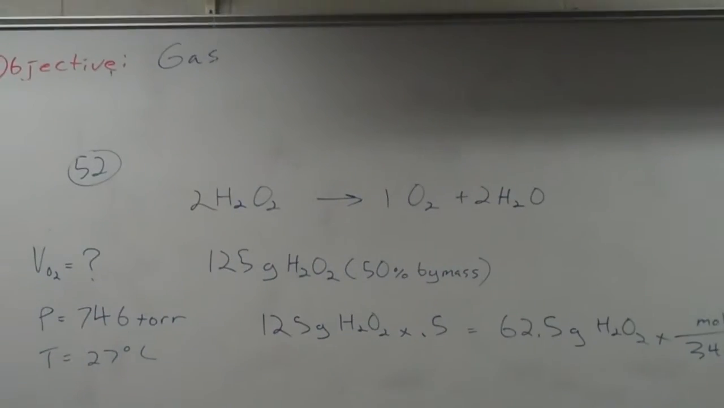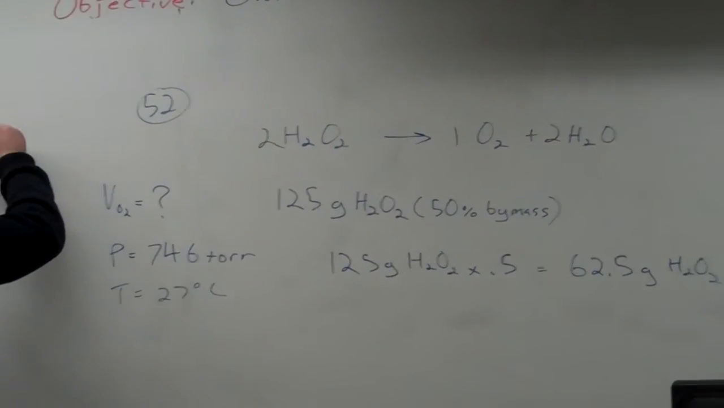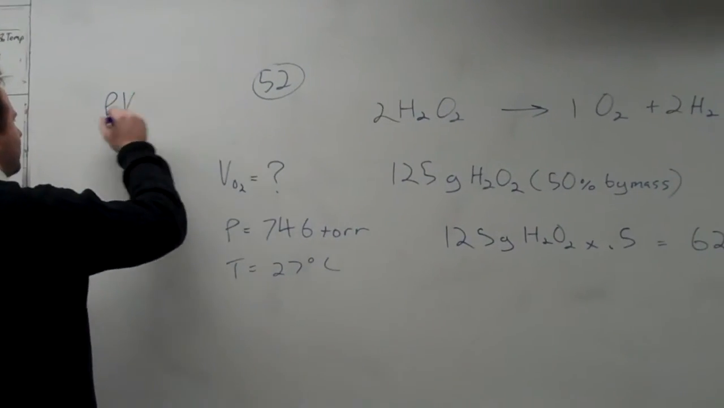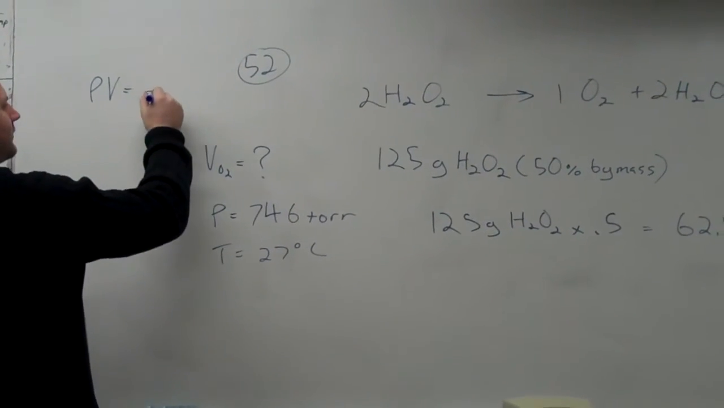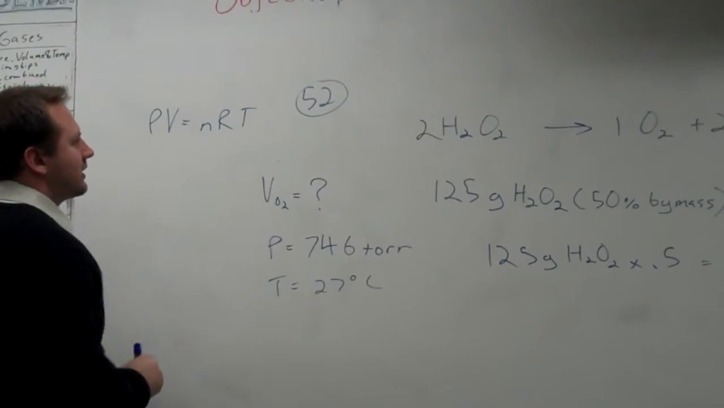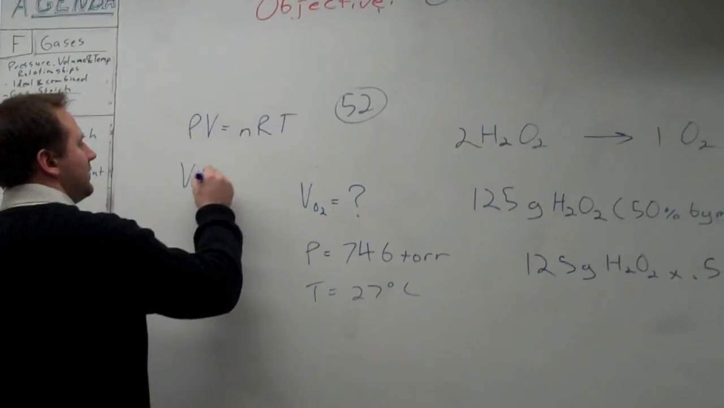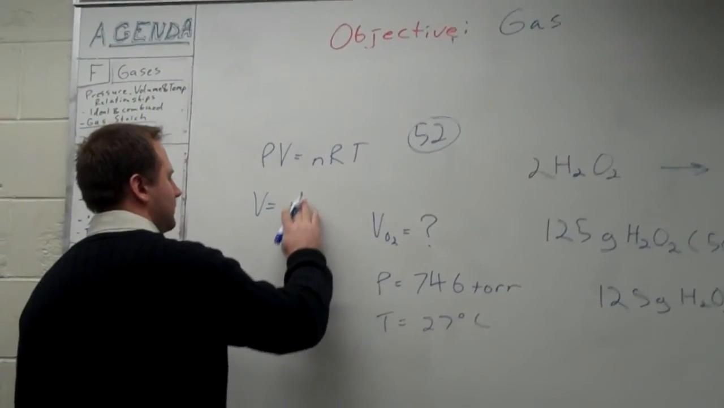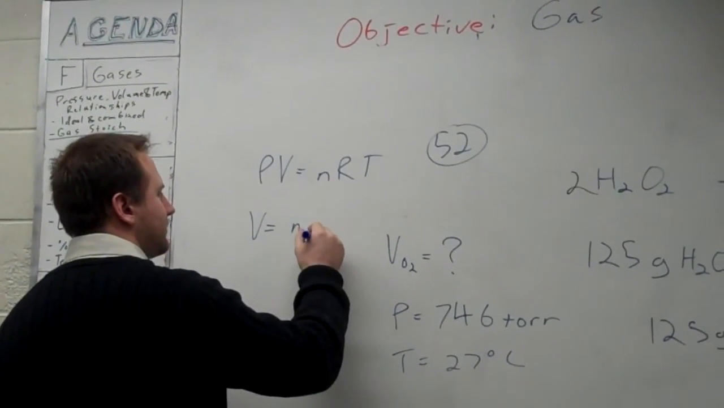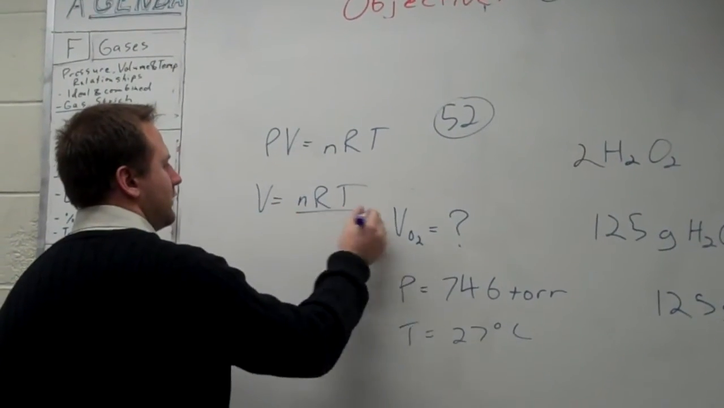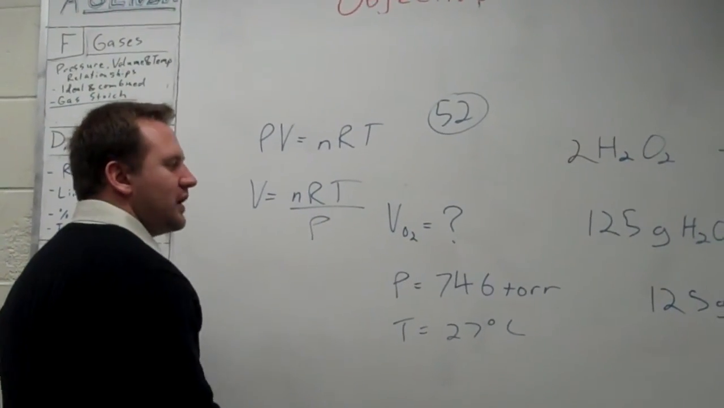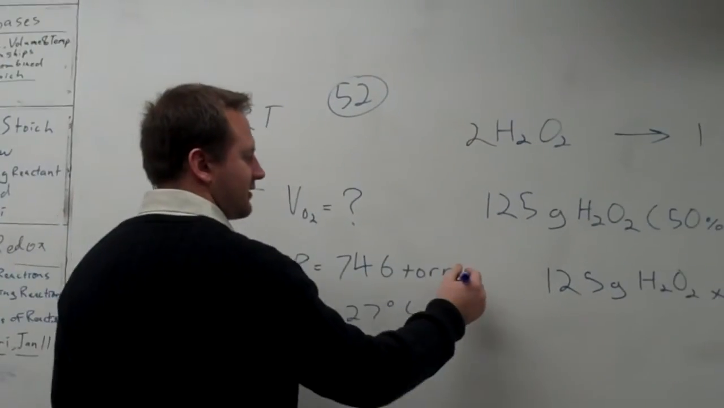So, if I know the number of moles, I know the pressure, and I know the temperature, I can use PV = nRT. And we can find the volume. So the volume is going to equal the number of moles, times R, times T, divided by the pressure. So, first thing we need to do is convert this to atmospheres.